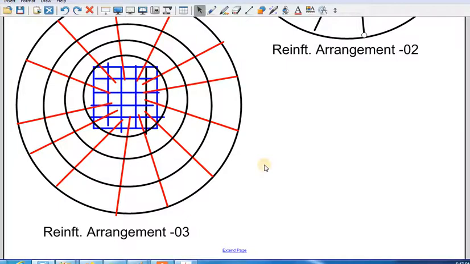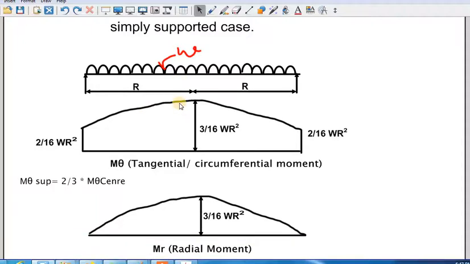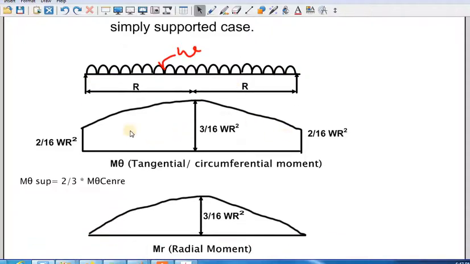So let us see. As I told you before, there will be three cases. This is the first case, the simply supported case. The slab is simply supported at the ends and carrying a UDL. The first figure shows the tangential, circumferential moment diagram. At the center it is 3/16 WR squared, and at the support it is 2/16 WR squared. Otherwise I can say the support moment is 2/3 of the center moment.